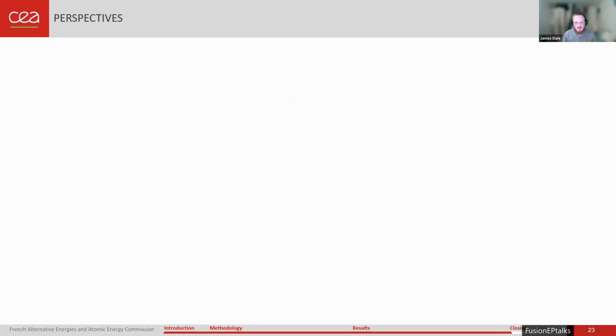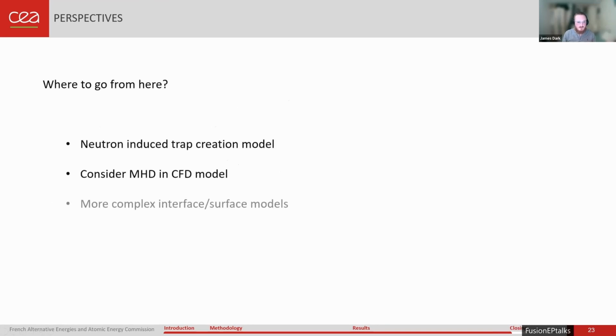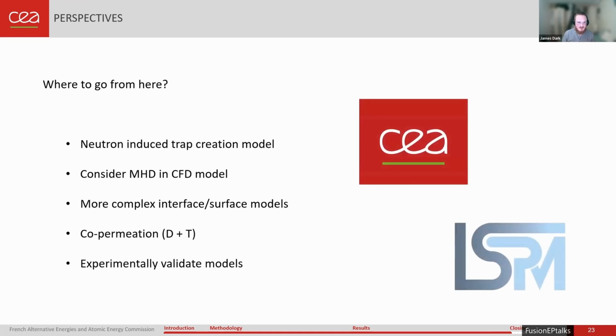But yeah, so where do we go on from here? Hopefully with the rest of the PhD, I'd like to be able to introduce further improvements to the model. So something that we're working on at the minute is neutron damage induced trap creation. As neutrons are interacting with our structure, it's bombarding the lattice, creating loads of defects everywhere. And so this is going to increase the number of traps over time with our model.